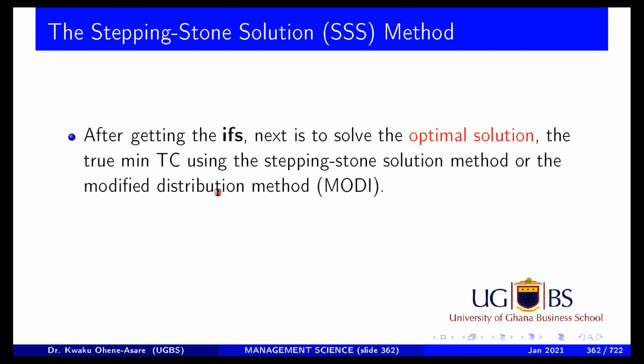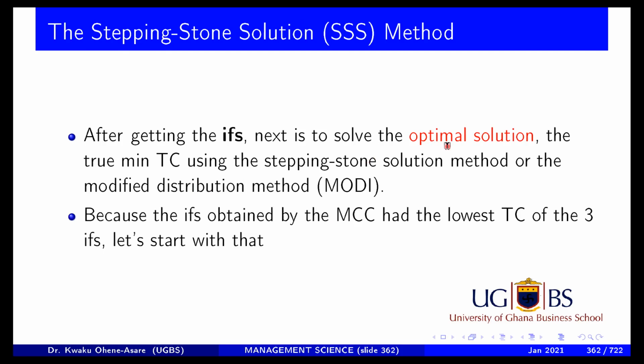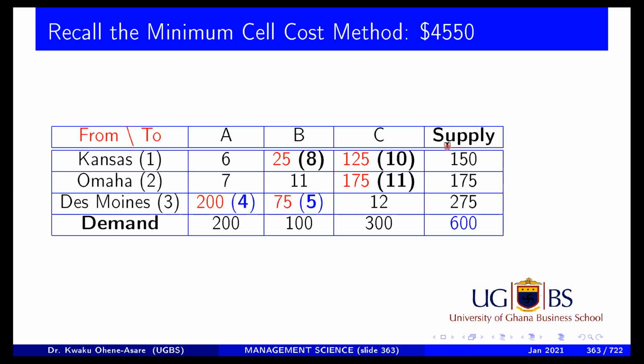So what is a stepping stone method? After getting the initial feasible solution, the next step is to solve for the optimal, that is, the true lowest cost using this approach. Because out of the initial feasible solutions that we obtained, the minimum cell cost was the lowest one, that's what we are going to use to demonstrate the stepping stone solution method. So let's start with that.